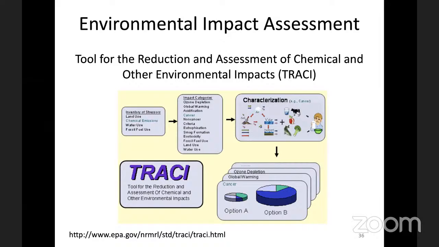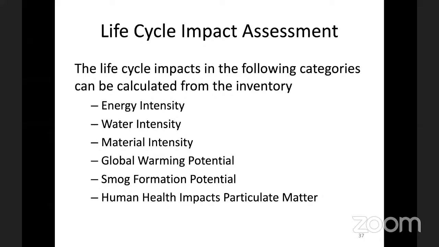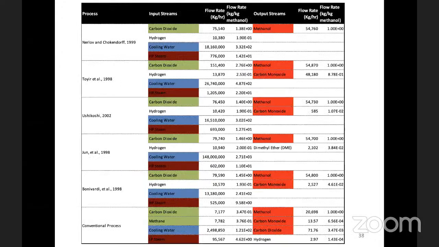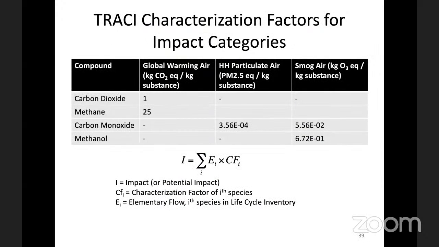You have environmental impact assessment. You have life cycle impact in the categories of energy intensity, water intensity, material intensity, global warming, smog, and human health impacts. So you have these inputs identified in that manner. And then you do the characterization. Here, an example of a characterization factor in the global warming category is demonstrated. Your total potential impact is a sum of your characterization factors multiplied with your elementary flows. That gives you the characterization for each individual compound, and then when you add them up, you get the total impact from the process.